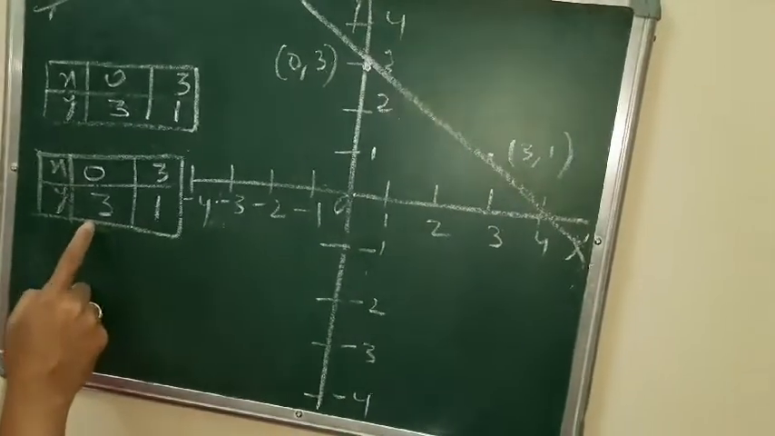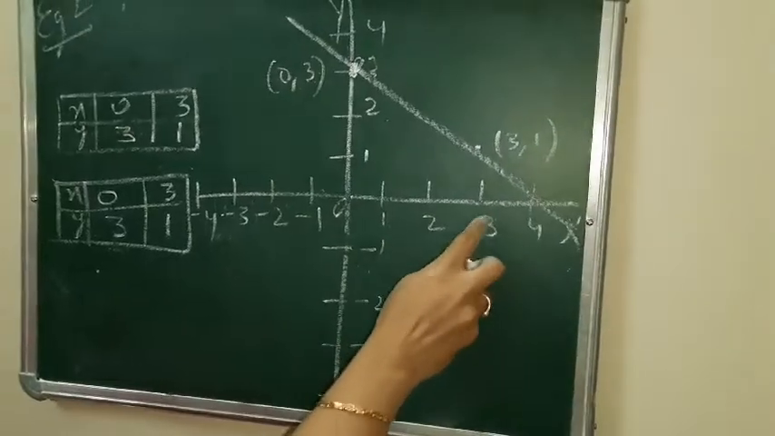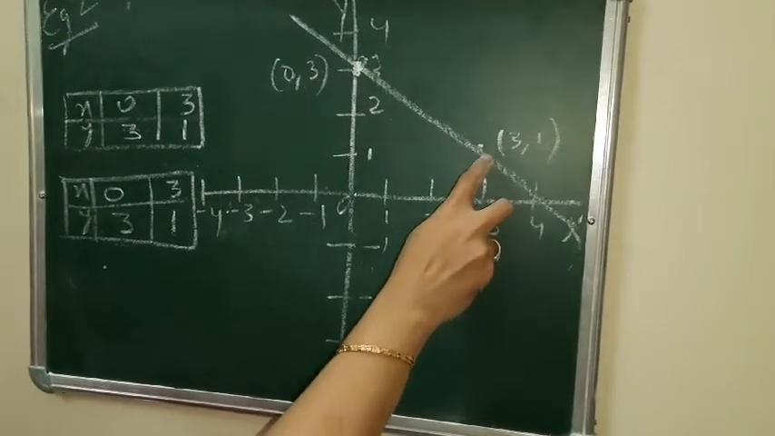Now move on to the next one. 0, 3 again, so this point is the same. 3, 1, so x 3 and y 1.